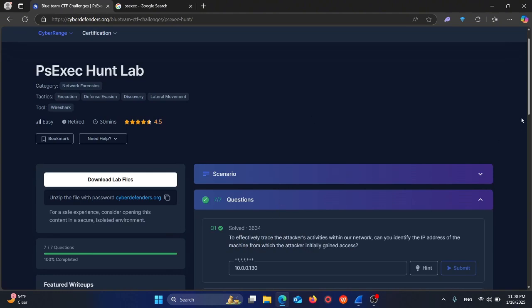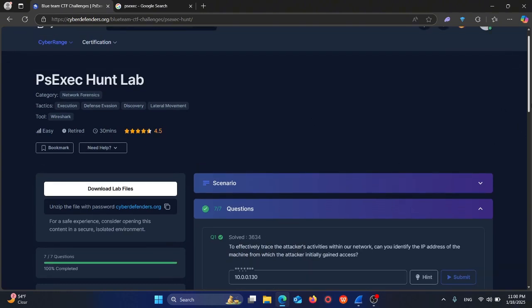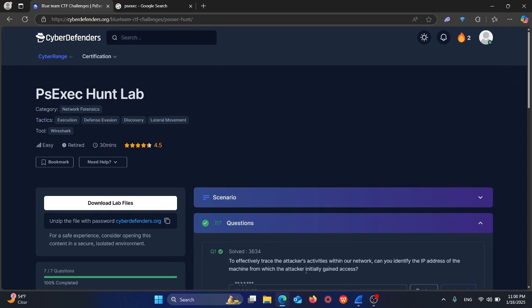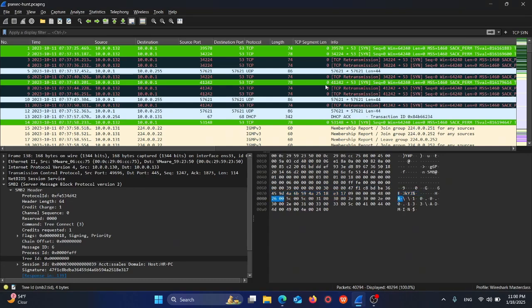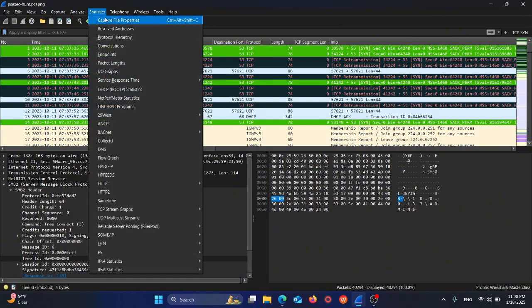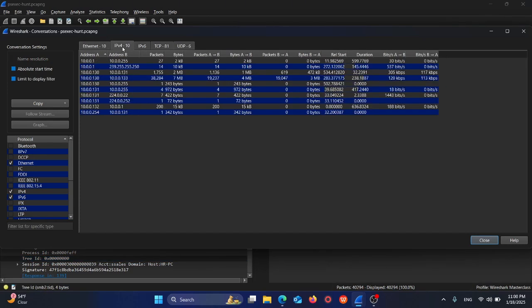So let's start. Question number one says, to effectively trace the attack activities within our network, can you identify the IP address of the machine from which the attacker initially gained access? Here we have the pcap file. Let's have a look at the statistics, conversations, and IPv4.